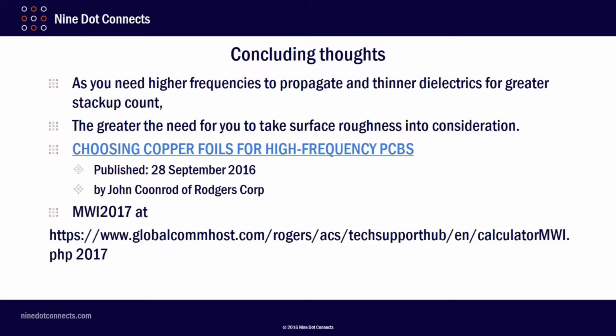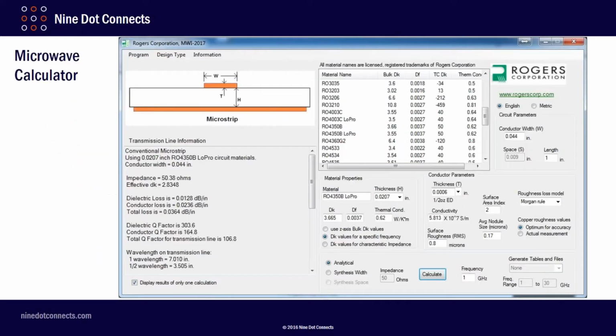But Rogers also created a tool called MWI 2017. It's a calculator you can download, and it will show you things such as, when you pick a material, it'll show you surface roughness. You can go back and forth and pick different materials and notice that the surface roughness changes, and then you can see the change in your effective dielectric constant, and you can see how the total loss is going to change per inch.